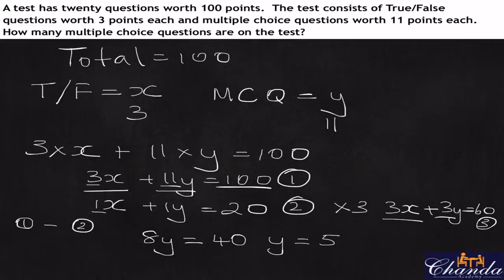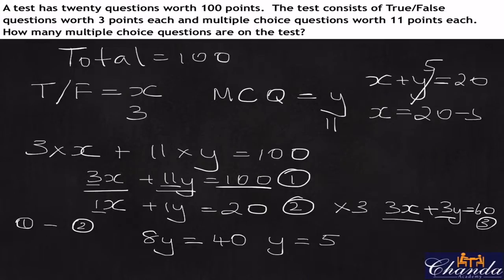And then coming up here, we have x plus y is equal to 20. Now, if y becomes 5, x is simply 20 take away 5, which is 15. So there are 15 questions for true and false, and there are 5 questions for multiple choice. And we can even test this out.